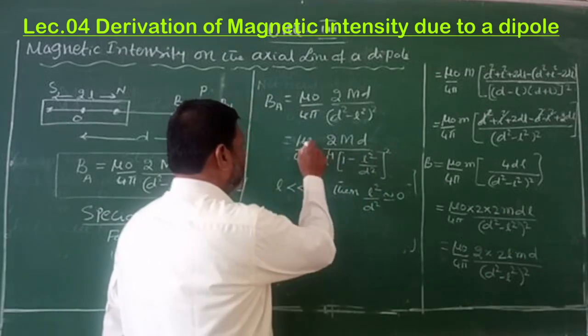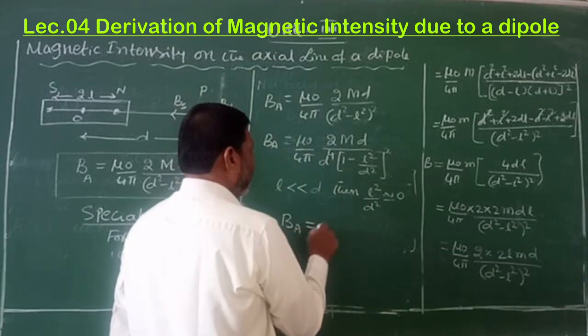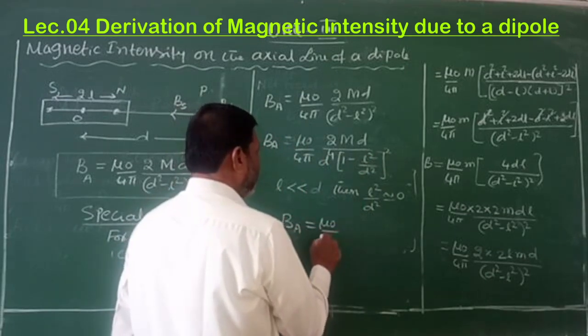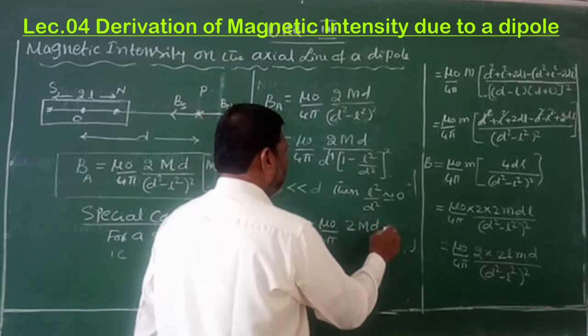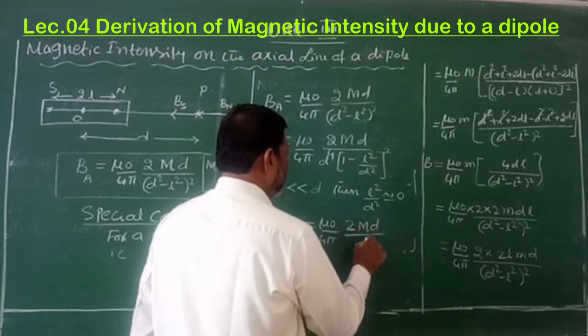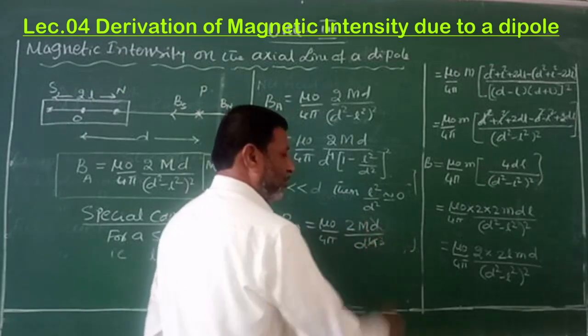Now this formula reduces to B_A equal to mu naught divided by 4 pi times 2 M d divided by d raised to 4, and this will get cancelled, so you get d cube.